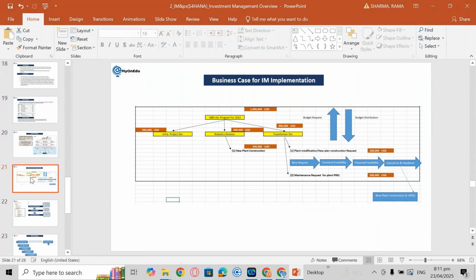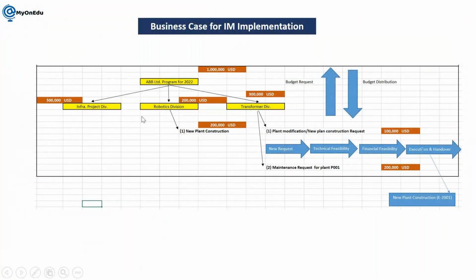For example, how will you understand your requirement? Let's say if I take this example, this is an ABB Limited program: infrastructure division, robotics division, and transformer division. The person sitting here, how will they understand what exactly the requirement is from the ground to decide that investment? They should have some basis, correct? And how will this basis be available? It will be based on the proposals.